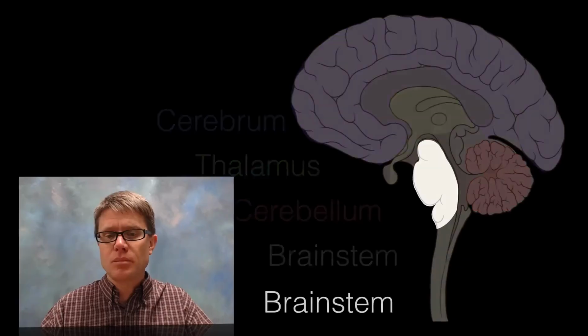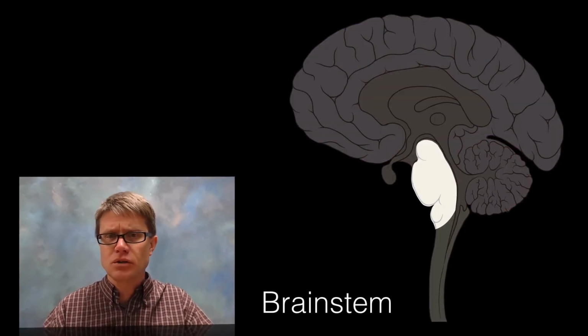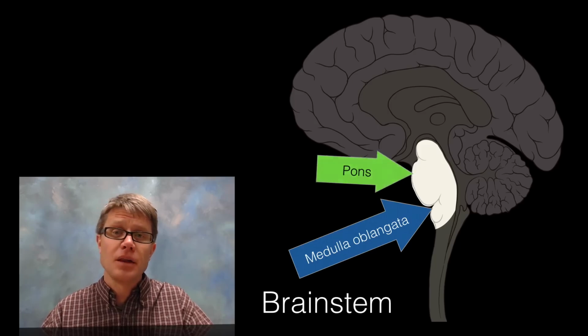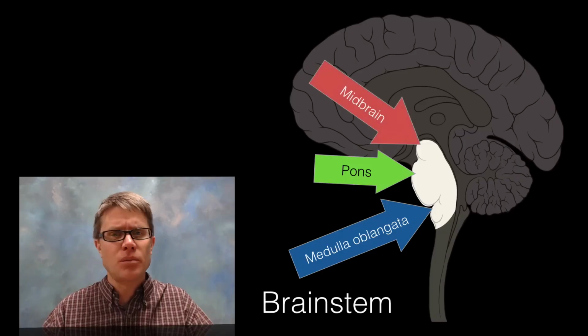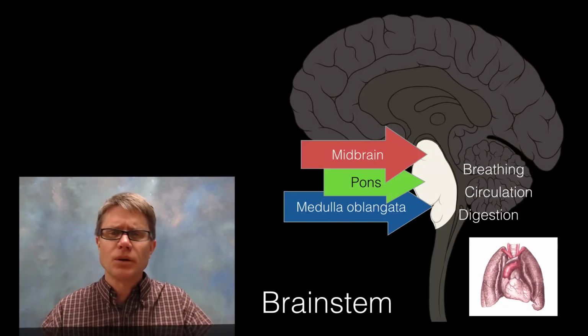And so let's begin with the brainstem. The brainstem is broken down into three individual structures. So if we start at the bottom, we've got the medulla oblongata, the pons, and then we finally have the midbrain. And so those three things, medulla oblongata, pons, and midbrain, make up what we call the brainstem. So that's the structure. What's the function?